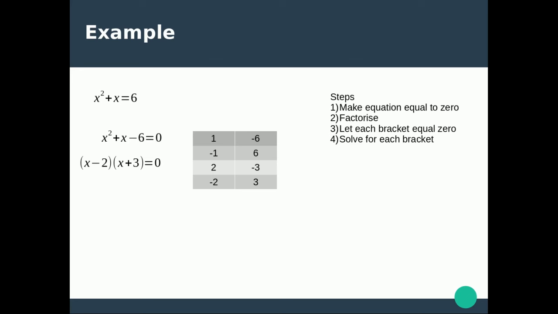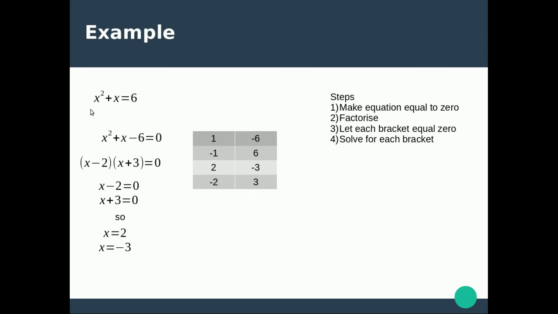So it's either the first bracket, x minus 2 equals 0, or the second bracket, x plus 3 equals 0. They're both possible. So now I solve each of those individual equations. So in the first equation I add 2 to both sides, in the second equation I subtract 3 from both sides. So we get the answers x equals 2 or x equals negative 3.